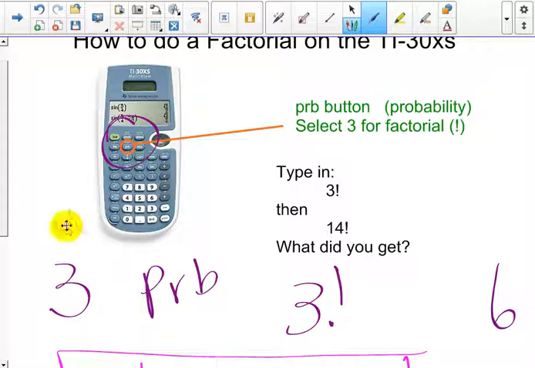Any questions? Okay, now hit clear, and I want you to do a 6 factorial, write the number on your whiteboards, and hold up your answer. Good. All right, so it was 720.